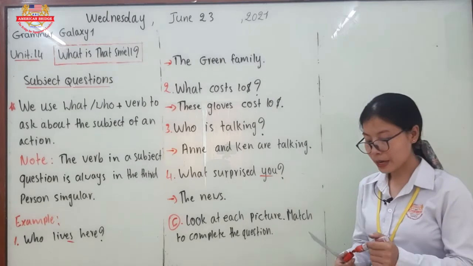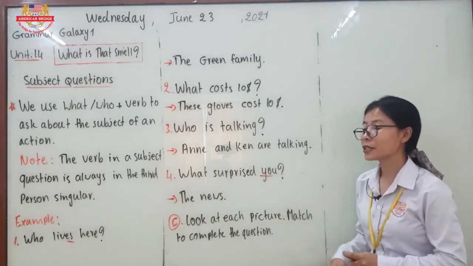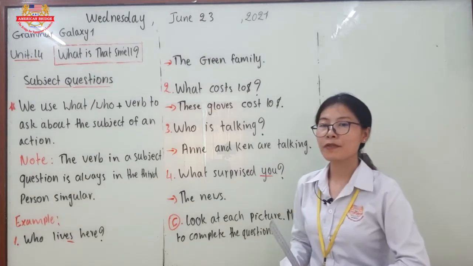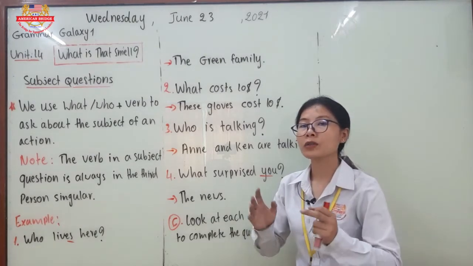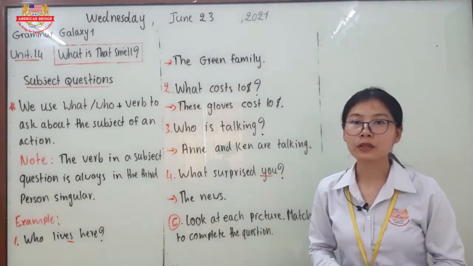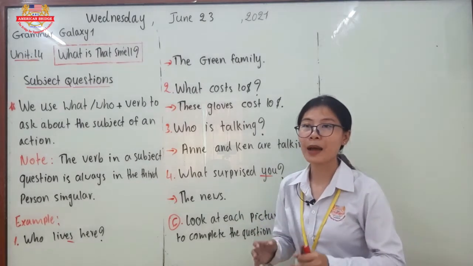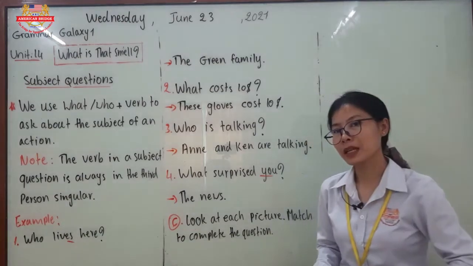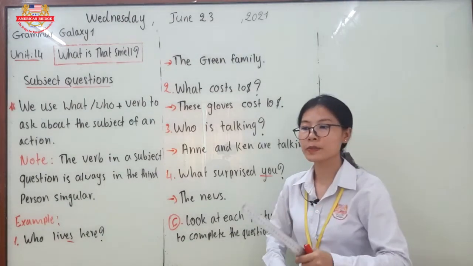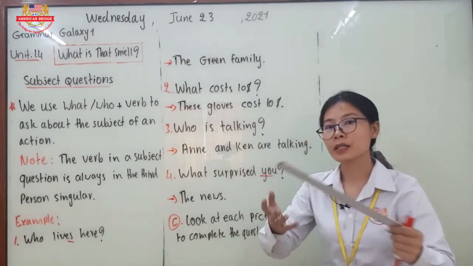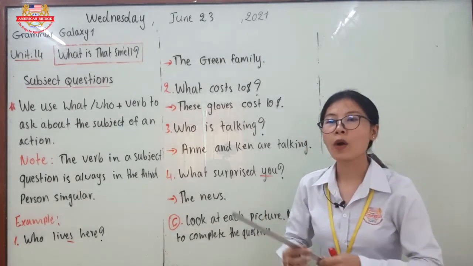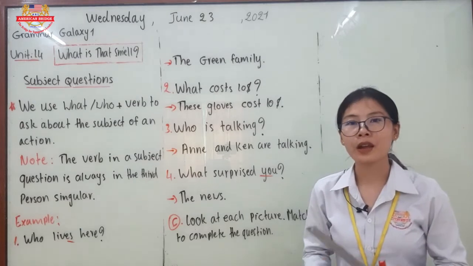Alright, everyone. Hopefully you can understand. But before we end the lesson, let's sum up the lesson first. The lesson today, we focus on how to use who and what to ask about an action of the subject, because we don't know about an action of the subject. That's why we want to know. When you ask who, it means that you want to know about a person who does an action. But if you ask what, you want to know what action he or she does.